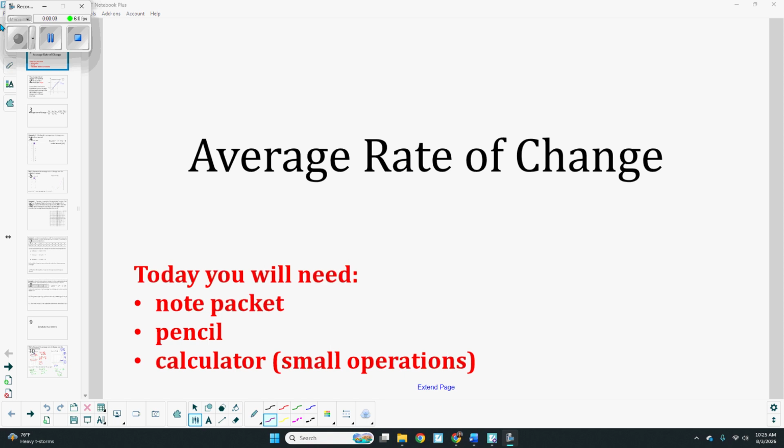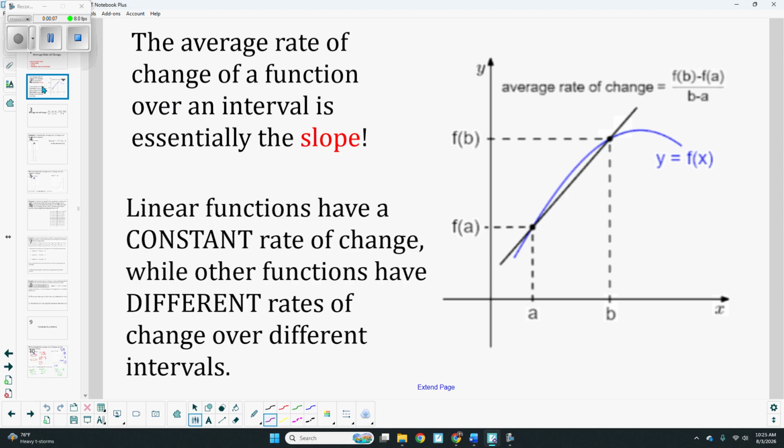Today we're going to talk about the average rate of change. The average rate of change of a function over an interval is essentially the slope. Even if the line is not straight, because straight lines have a constant rate of change, we could find the average rate of change along any other line, a curve, anything like that, just by focusing on the interval, right? The interval being a specific pair of x values on the graph. That's what we're going to define as our interval.